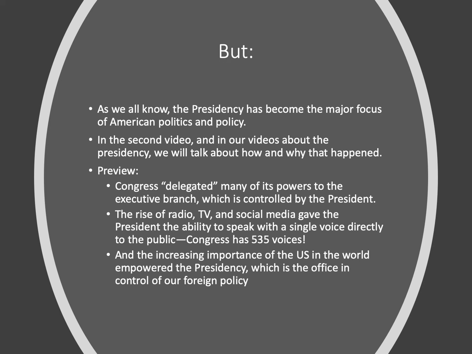And lastly, the U.S. has become, throughout the 20th century and into the 21st, a very important nation in world affairs. Well, whose job is that? As you'll learn, that's the president's job. Foreign policy is mainly the president's job. When the Constitution was written, the U.S. didn't matter much in the world of power politics. Now we do. And so the president took on that power and therefore has a lot of influence.